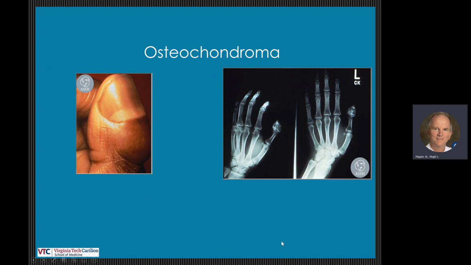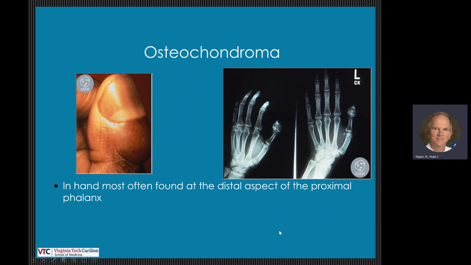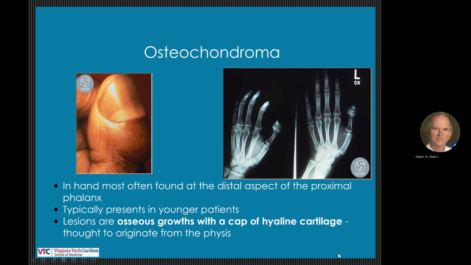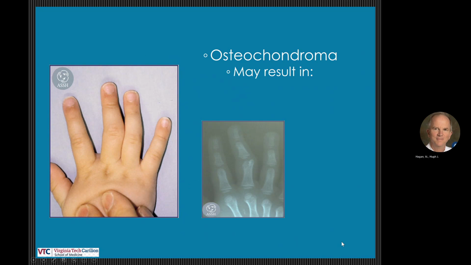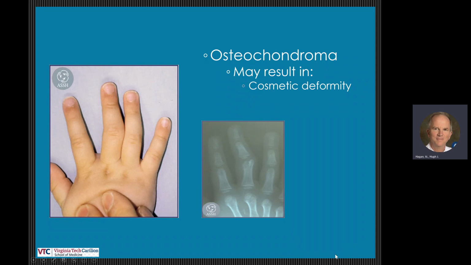Osteochondromas are similar cartilaginous lesions that develop outside the bone, typically in the region of the prior physis, most often found at the distal aspect of the proximal phalanx. They typically present in younger patients, and they have a cap of hyaline cartilage. They are thought to originate from the physis. They can result in some cosmetic deformity, usually angular, or a visible or palpable mass. You can have a growth disturbance in a child.